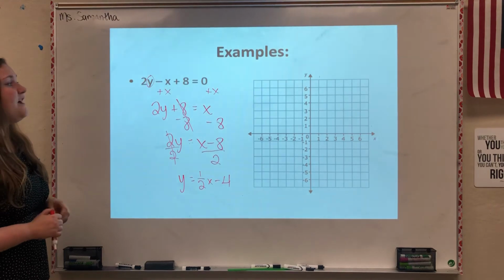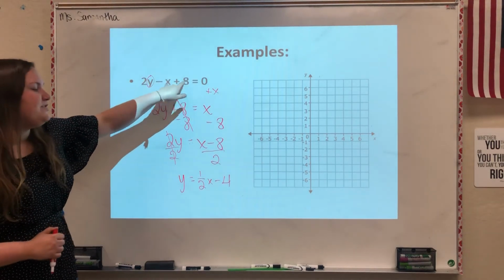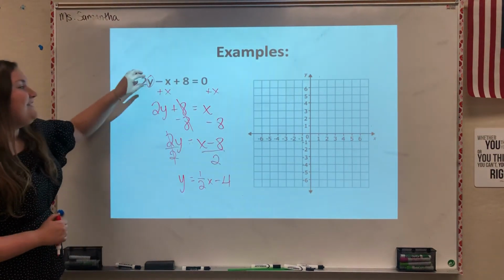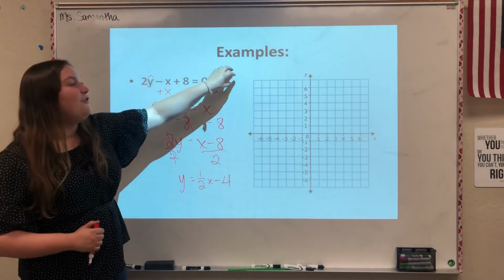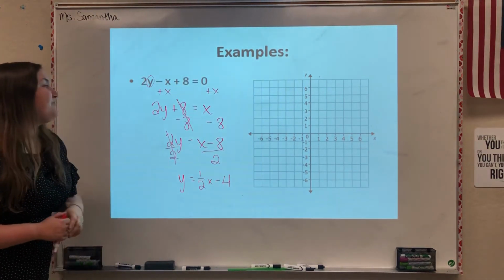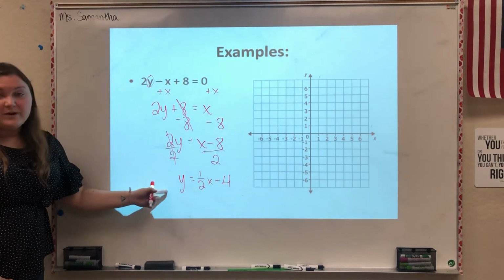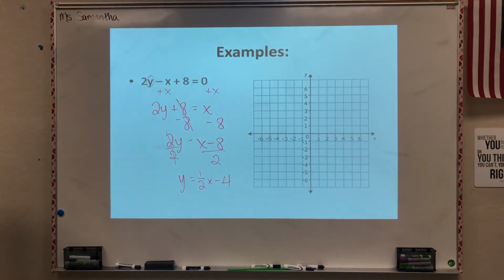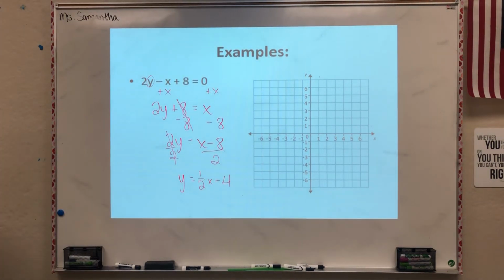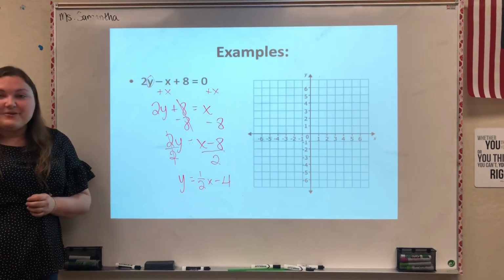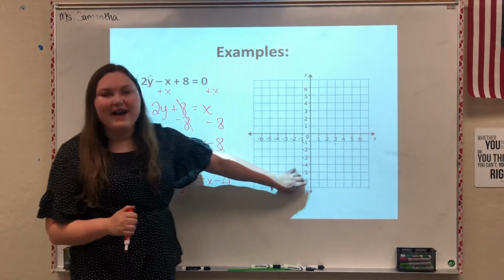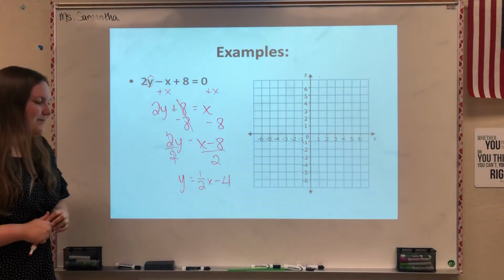The other way you could solve this is instead of bringing both of these terms over to this side, you could instead bring the 2y over to this side. If you did that, you would be dividing by a -2, but it would work out to be the same answer. Y equals 1/2 x minus 4. Now that we agree on that equation, what would our graph look like? Go ahead and describe it.